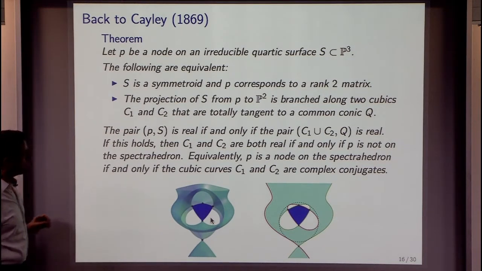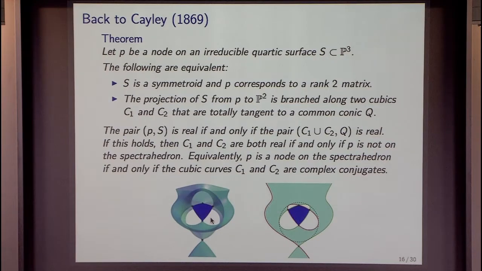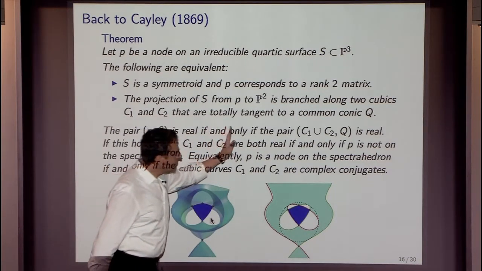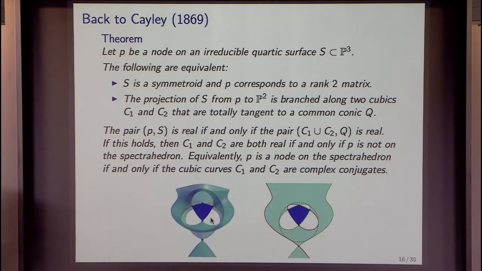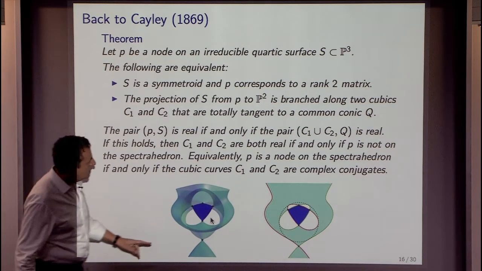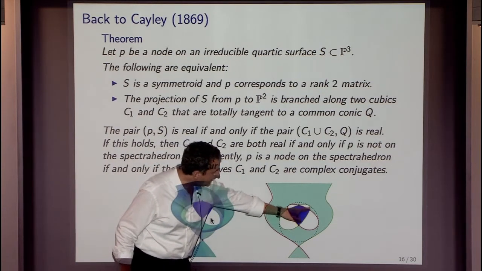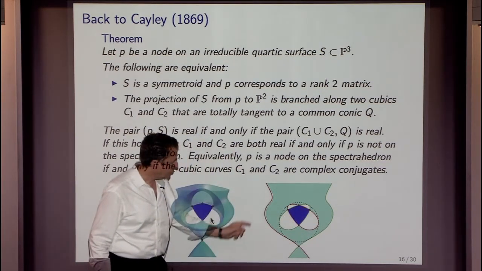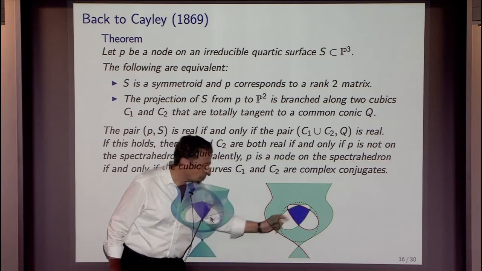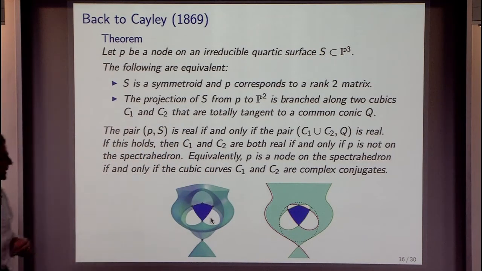Condition 2 is that the projection from that node into the plane has a branch locus that consists of 2 cubic curves, C1 and C2, that are totally tangent, I'll explain, to a common conic. Here's the picture. Here you can see in green a cubic curve, in red another cubic curve, and in dark blue the projection of the spectrahedron. And in light blue, you have the projection of the rest of the surface.